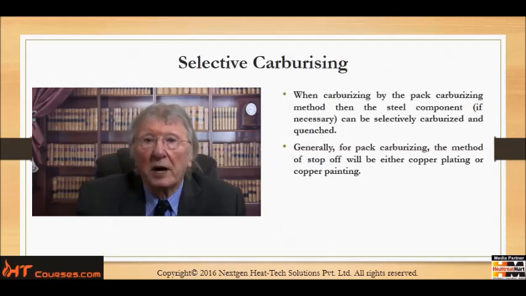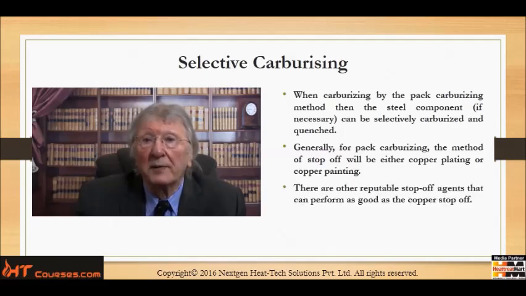When carburizing by the pack carburizing method, the steel component, if necessary, can be selectively carburized and quenched. Generally, for pack carburizing, the method of stop-off will either be copper plating or copper painting. There are other methods of reputable stop-off agents that can perform just as well as the copper stop-off.